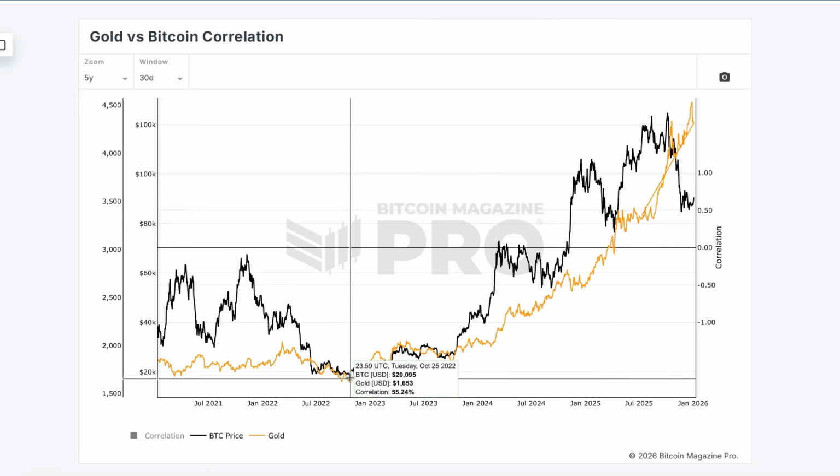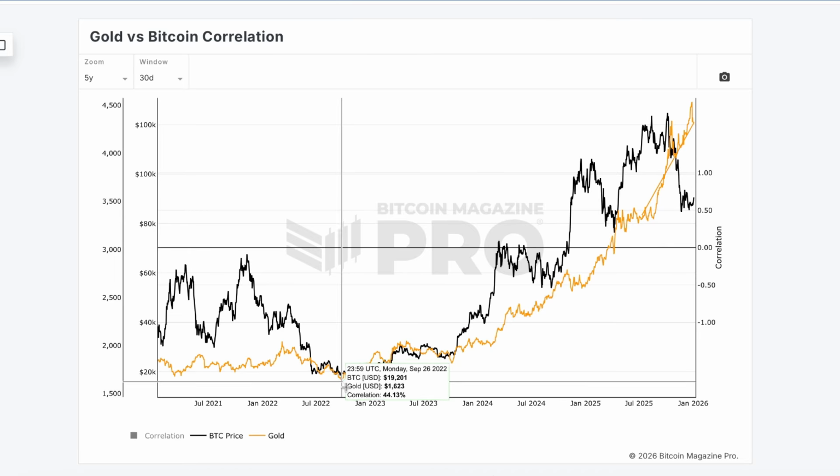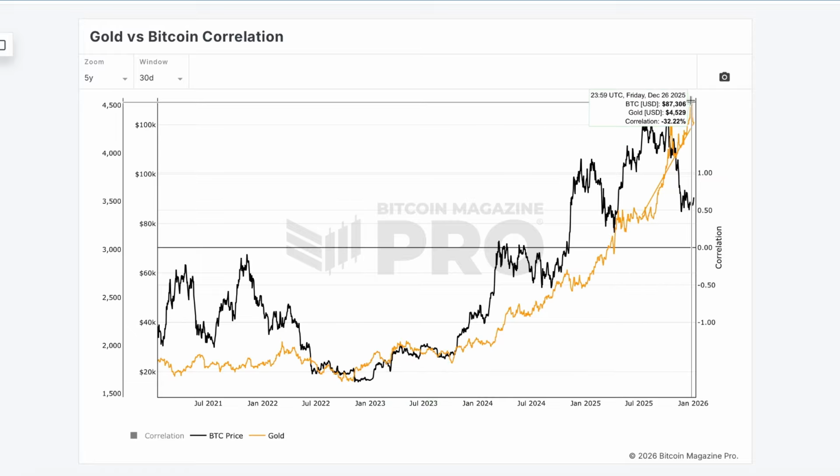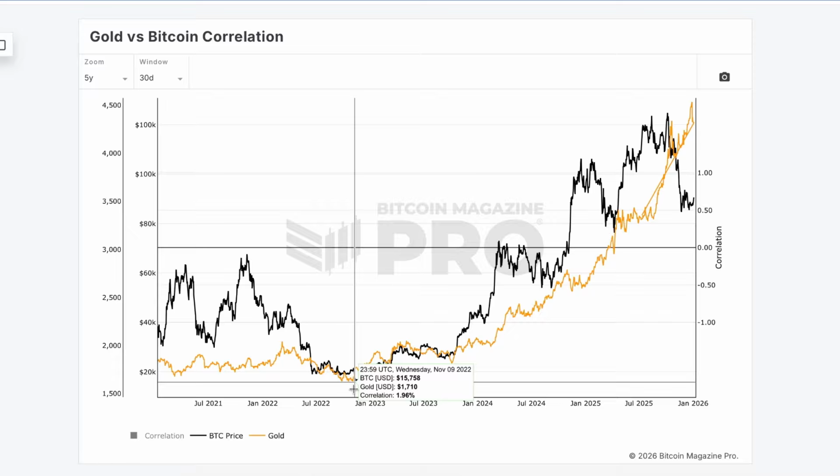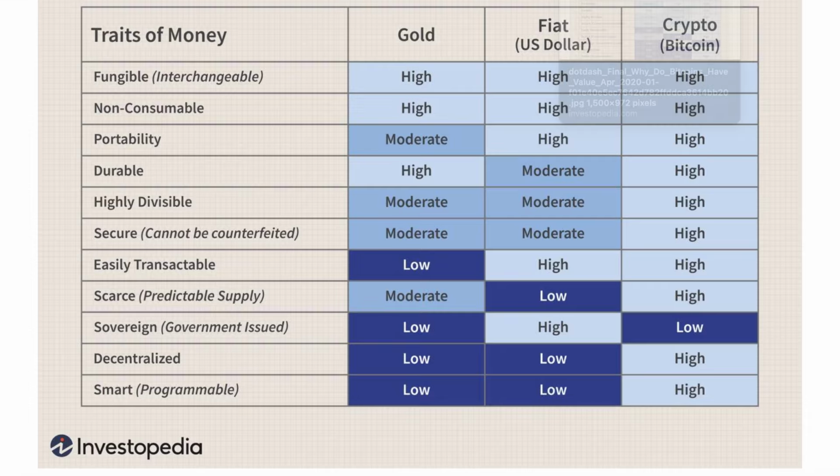We can see that over the last few years, gold has gone absolutely parabolic to the upside. The price has gone from around $1,600 to over $4,500 in just a few years. But in the same period of time, Bitcoin went from around $15,000 to over $120,000, a significantly greater return, even if gold was making all of the headlines.